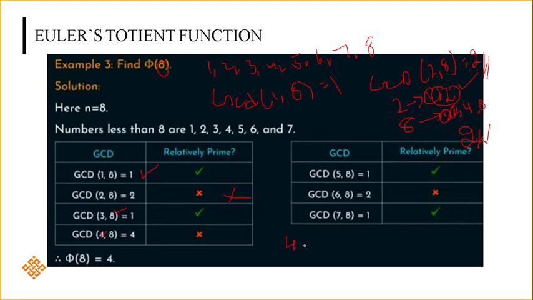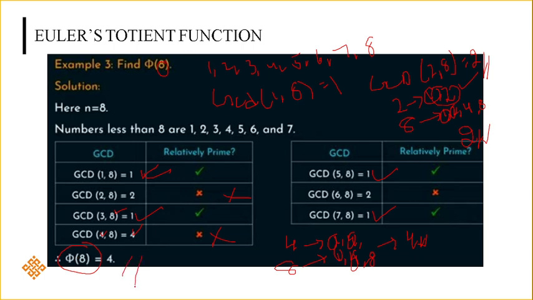How? Take the divisors of 4, that is 1, 2 and 4. Take the divisors of 8, which are 1, 2, 4 and 8. Among these, the common ones are 1, 2 and 4, and the biggest is 4. So the GCD of 4 and 8 is 4, which is not relatively prime. Similarly, do it for all the other numbers. The GCD of 5 and 8 is 1, of 6 and 8 is 2, and of 7 and 8 is 1. So the relatively prime numbers are 1, 3, 5 and 7. So the Euler's totient function of 8 is 4.